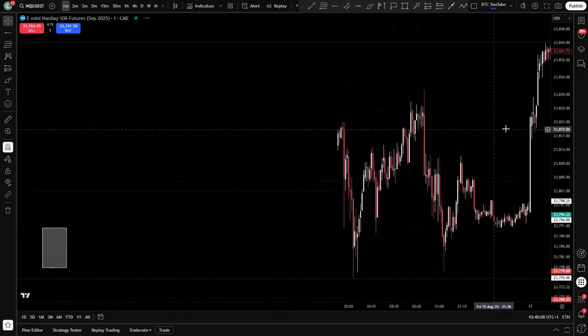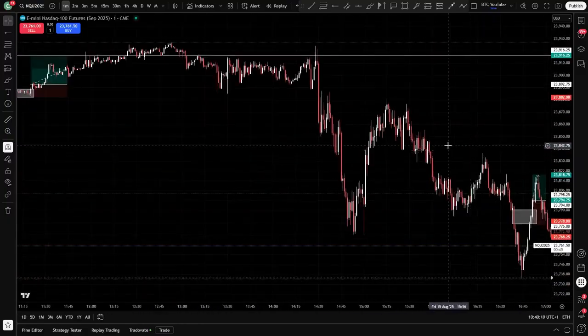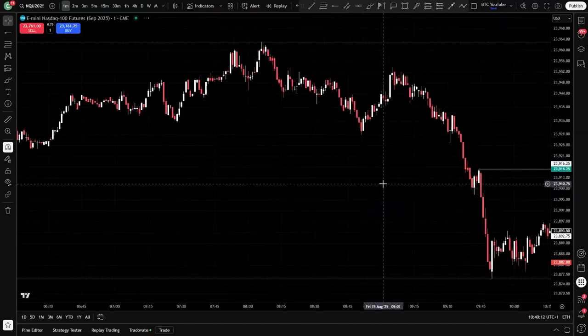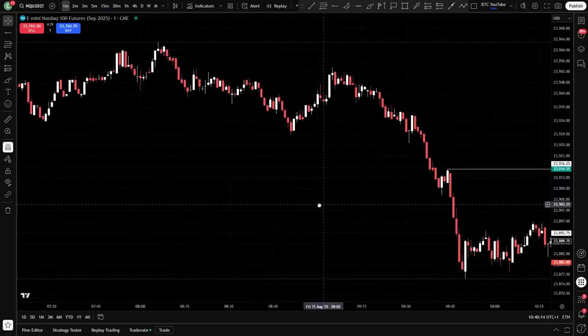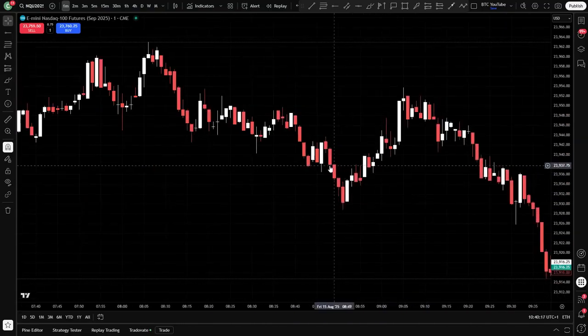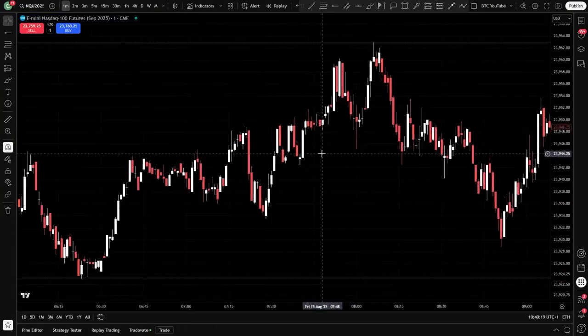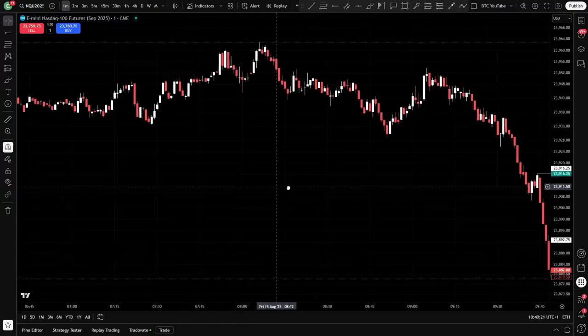Where did I get to? The problem is when you switch between time frames on TradingView, it zip-zaps you around when it should just be in exactly the same place, in my opinion. But anyway, as you can see, let's continue and have a look here.